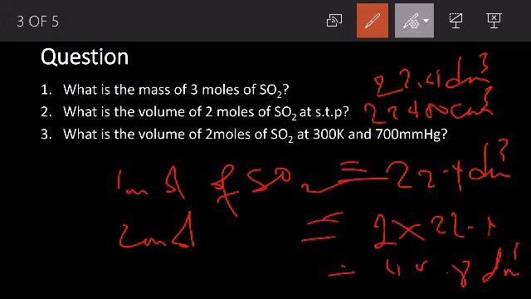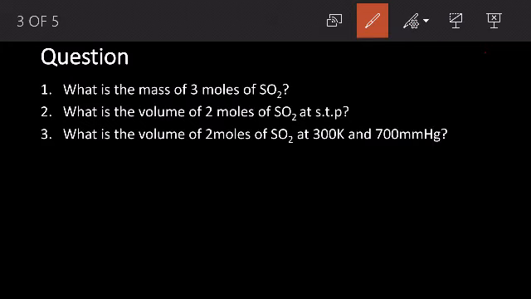Okay, now the next question says that we should find the volume of 2 moles of SO2 now at 300 Kelvin and 700 millimeter mercury. In this case, we would use the general gas law, because it is no longer STP, but now at a different temperature and a different pressure.